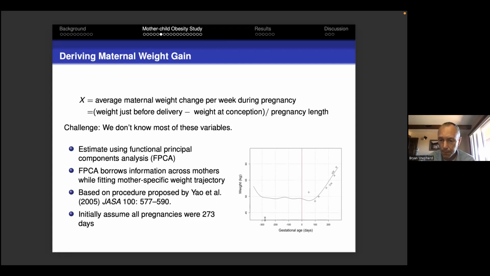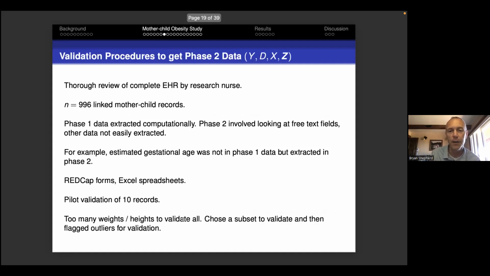So using this little figure at the right, this is an example of a woman's weight gain during pregnancy. Zero here is referring to the estimated date of conception. And so the estimated weight change would be the estimated weight right before delivery minus the estimated weight at conception, based on the functional principal component analysis estimate, divided by 273 days. And we're doing this per week, so then we multiply that by 7. So that's our initial estimate for maternal weight gain, our exposure of interest.